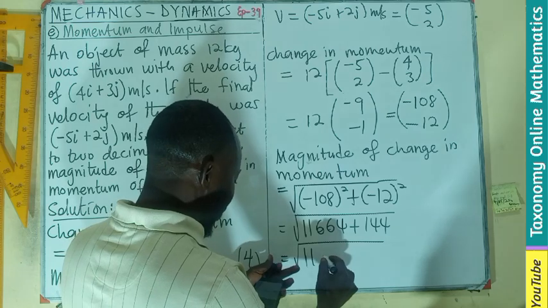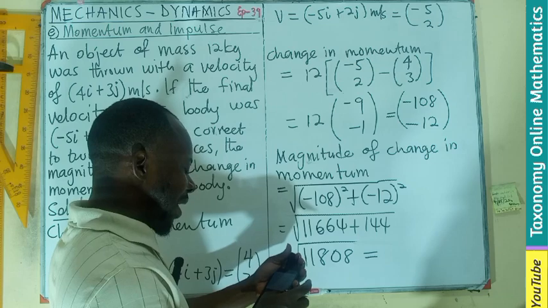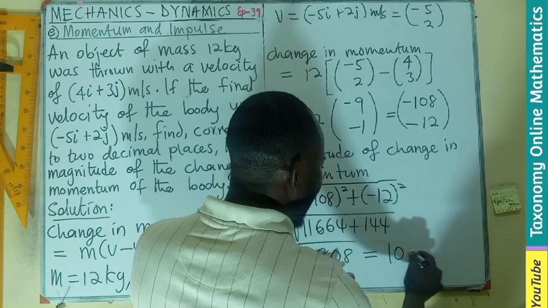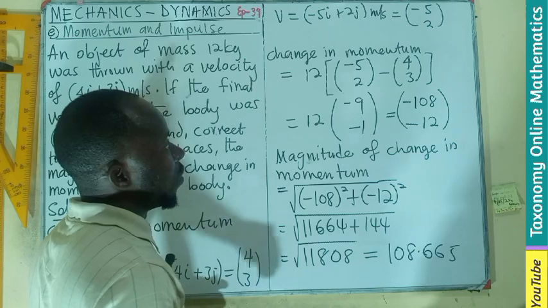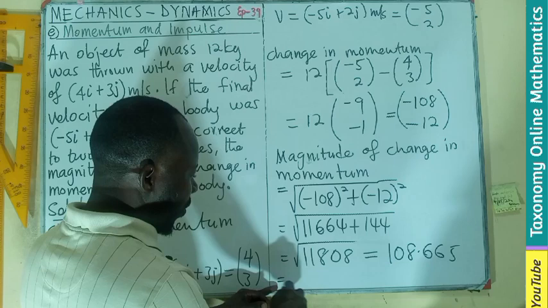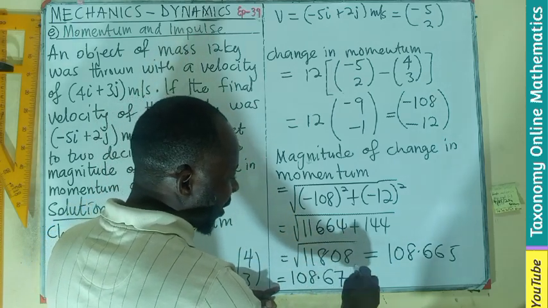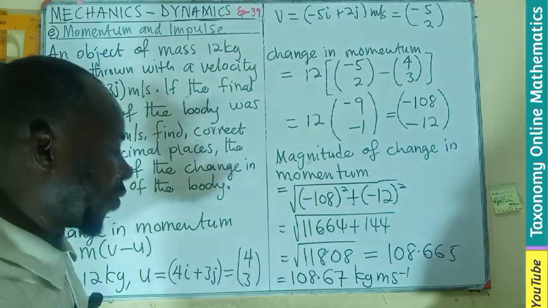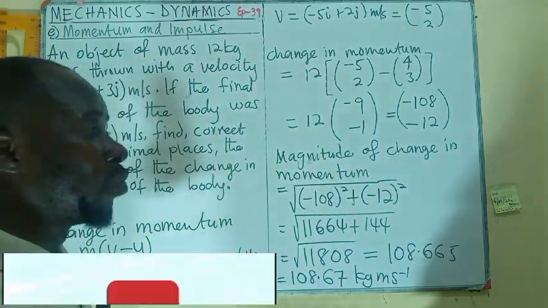That will be 11808. Let's put that in a calculator under a square root. 11808 will give you 108.665. But we are looking for two decimal places, right? Two decimal places. So I have 108.67 kilogram meters per second. I guess this will be the final representation of the change of momentum as a magnitude.